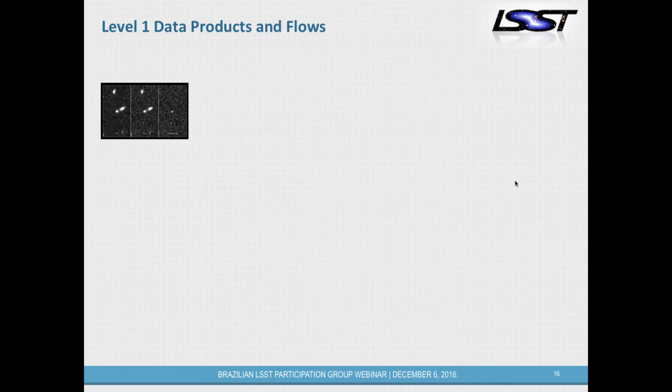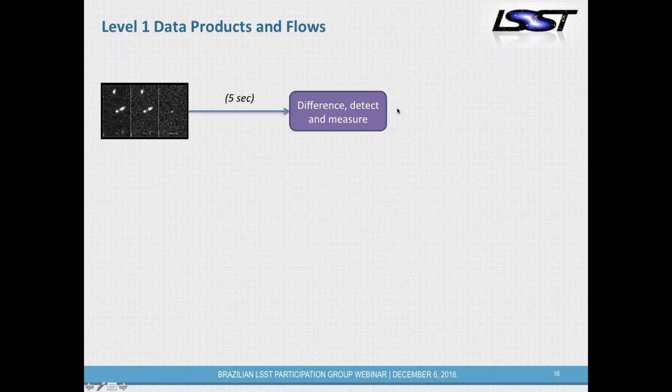So to give you a sense of how that works, we capture the image. I don't know if you can see my mouse on the screen, but we capture the science image, we difference it against the template, and we detect an object. That will happen roughly within 5 seconds of the receipt of the image up at NCSA.